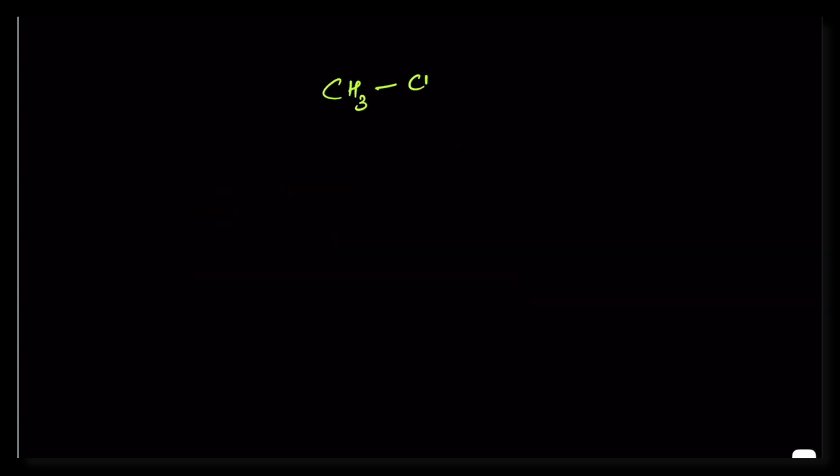CH3, CH3, which is the ethane molecule. Both of these carbons have only sigma bonds, so they are sp3 hybrid carbons.